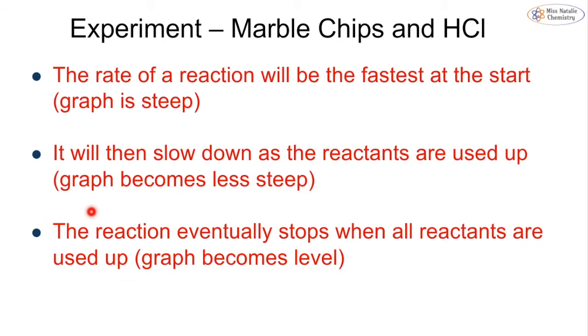So the rate of any chemical reaction will be the fastest at the start. So your graph is steep when it is fast. As the reactants start to use up, your rate is going to slow down, so your graph becomes less steep, it starts to level off, and eventually the reaction will stop when all the reactants, or one of the reactants, has been completely used up. And when that happens, the graph becomes level. So we can use our experiment graph in order to tell us a lot about the rate of reaction.